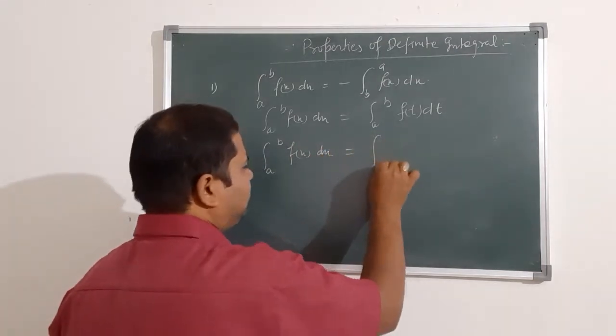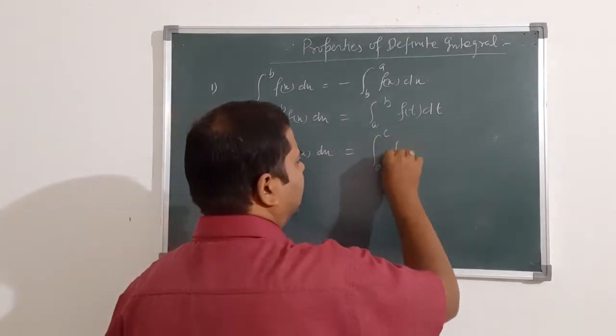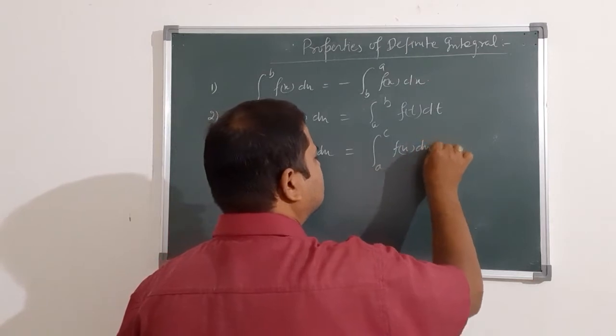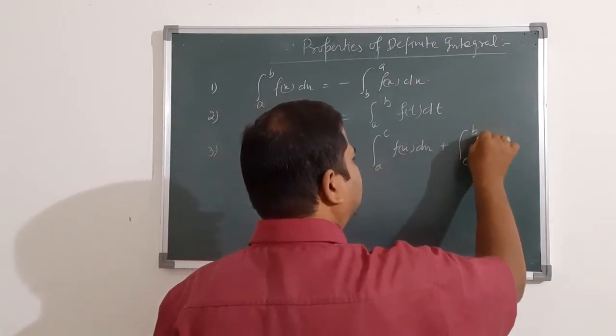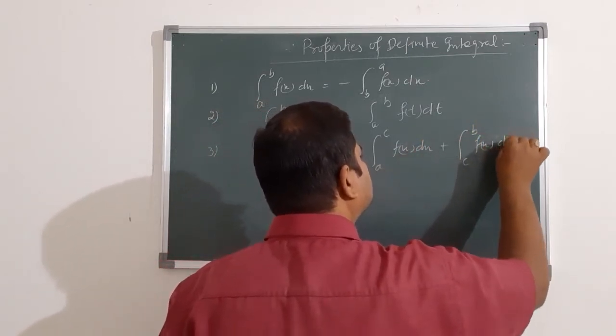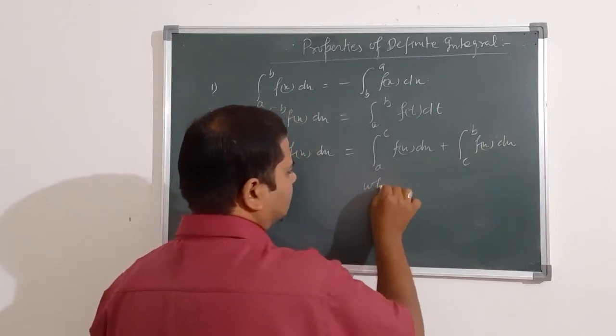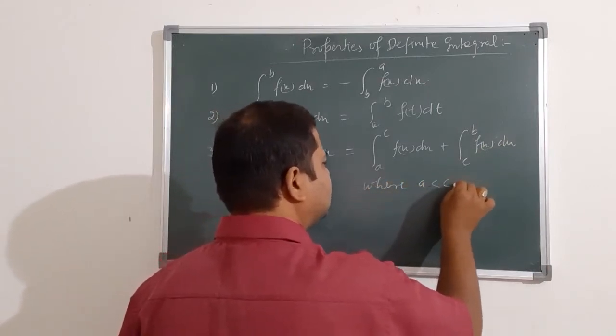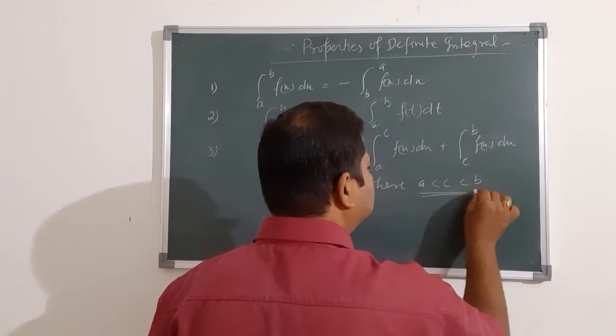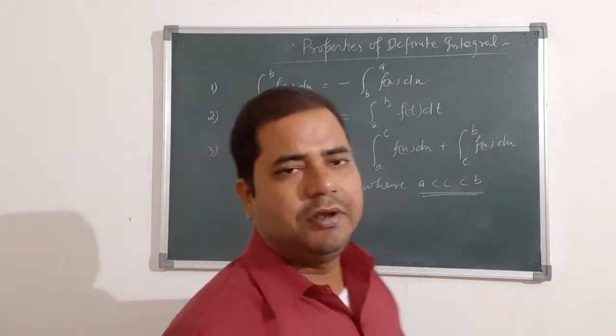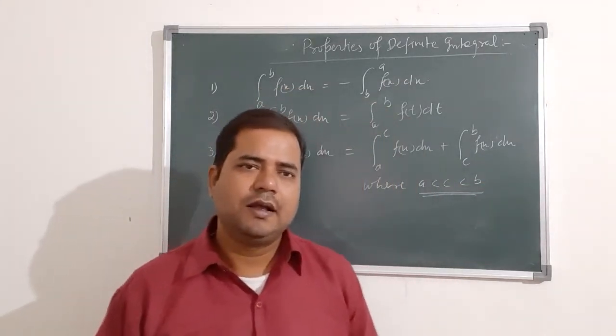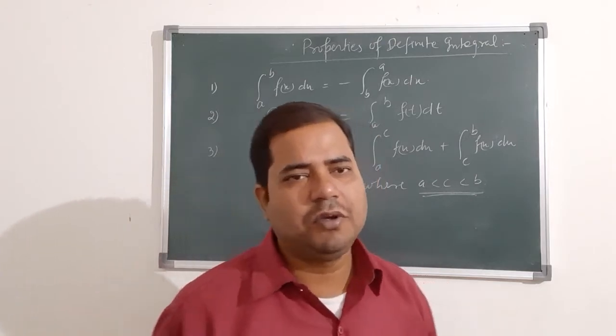Now next one, this is the most important property, the third one: integral from a to b of f(x) dx is integral from a to c of f(x) dx plus integral from c to b of f(x) dx, where a is less than c is less than b. That means c belongs to the open interval (a, b). And this is very useful for solving mod questions.